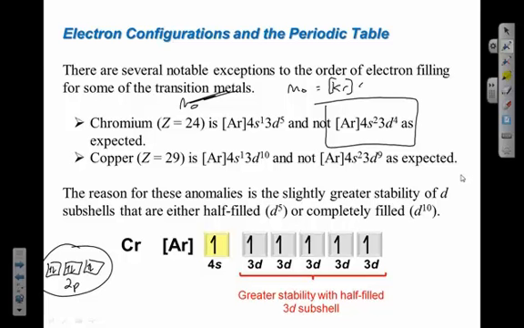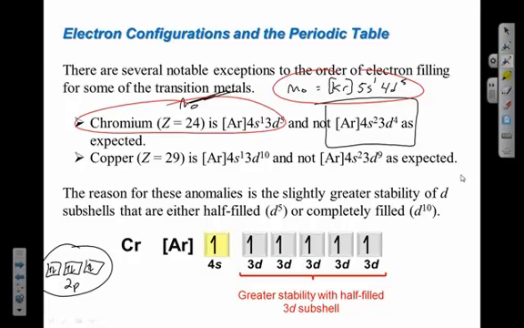Instead of filling the 5s with two electrons and then only having four electrons for the 4d, you want to fill the 4d exactly half full. And so one of the electrons from the 5s will pop into the 4d, and I'll get that electron configuration. So this is the correct electron configuration for chromium and molybdenum, due to the fact that having a subshell exactly half full is slightly more stable.